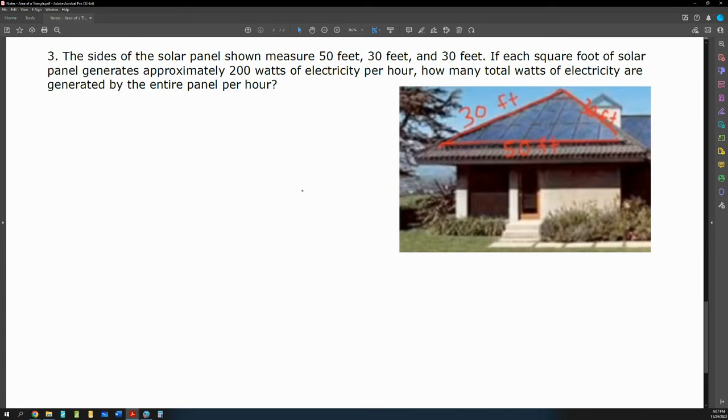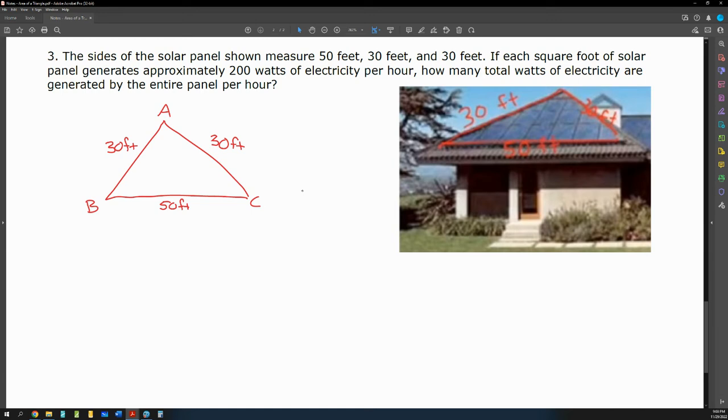Okay, so I'm going to just redraw this triangle so that it's a little bit easier for us to see. So we have 30 over here, we have 30 over here, and then we have 50 on the bottom. That's all we know. I'm going to go ahead and label this ABC as well. In order to find the area here, remember we need side angle side. We don't have any of the angles, so to find the angles, let's use the law of cosines. So let's solve for angle A.